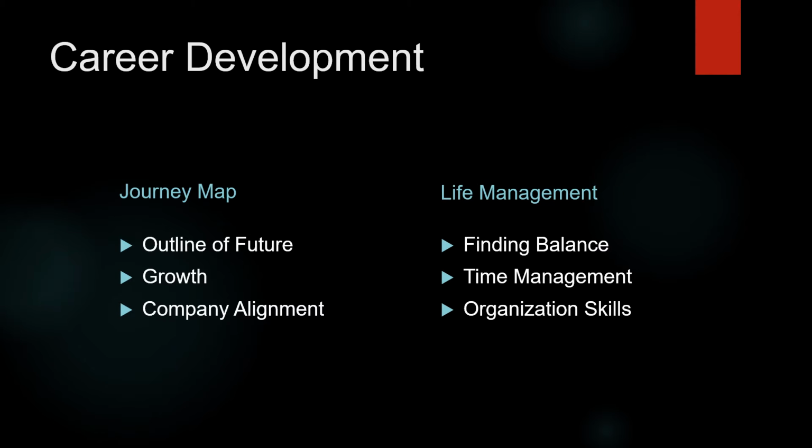During this next section, we call this the journey map. During this time frame, we've got our outline of what our future looks like for our new leader. Are they going to stay in that particular line of work, or are they going to potentially take a different direction? This is where we sit them down and go through the developmental process so that they understand exactly what their career path with the organization looks like. This enhances growth as well as keeping the alignment within the organization.